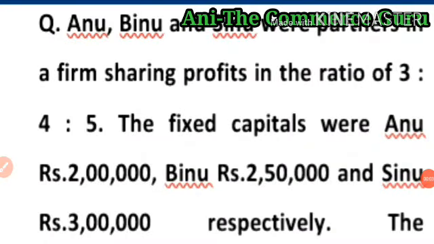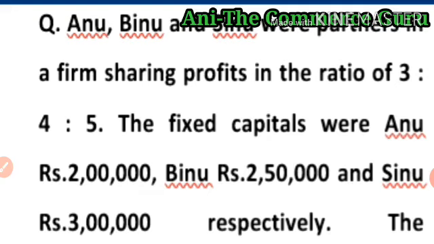Dear children, let's have a question on preparation of profit and loss appropriation account. First of all, I'll read the question. Just go through the question, try to understand the question clearly first. Anu, Binu and Sinu were partners in a firm sharing profits in the ratio of 3:4:5.